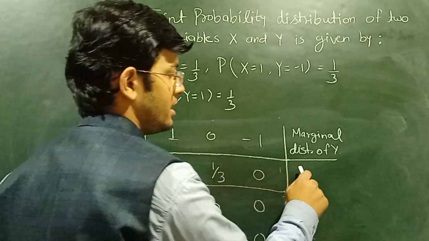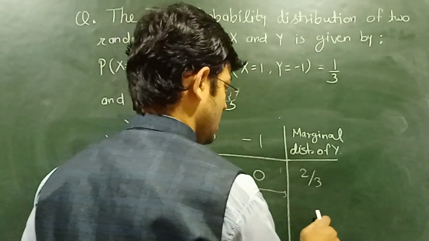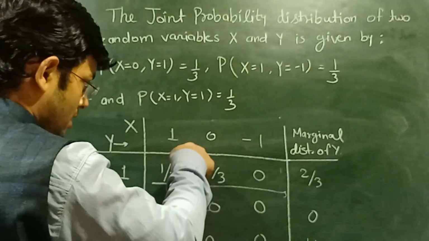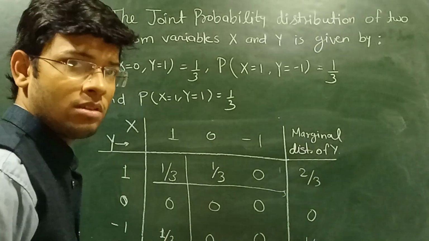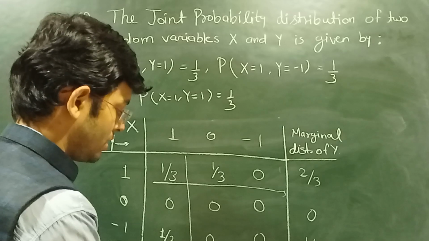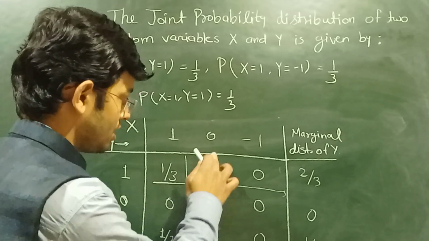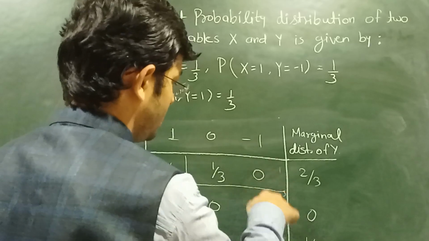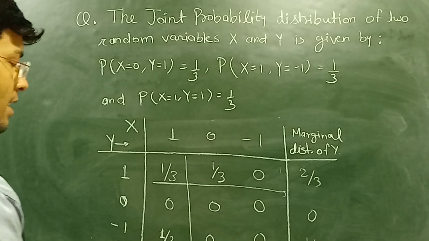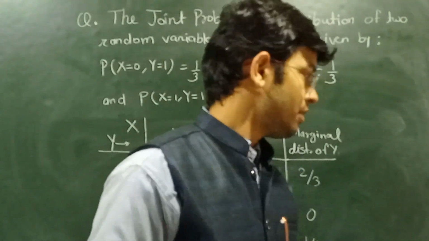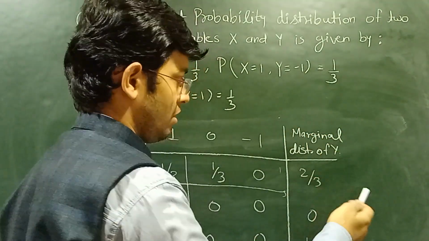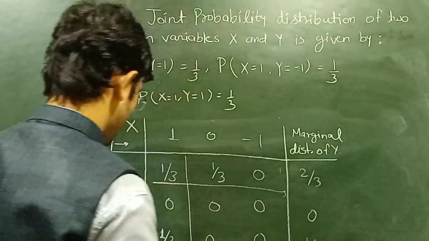So 1 by 3 plus 1 by 3 is equal to 2 by 3. This is 0, this is 1 by 3. Now we can add these values also, and 1 by 3 plus 1 by 3 is equal to 2 by 3. This is 1 by 3 and this is 0. So we have the marginal density values of y and x.